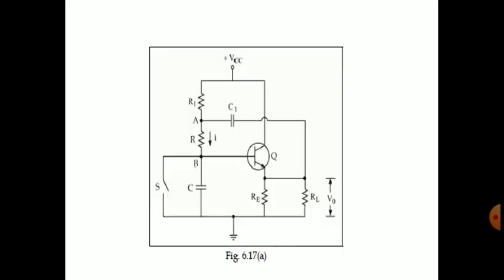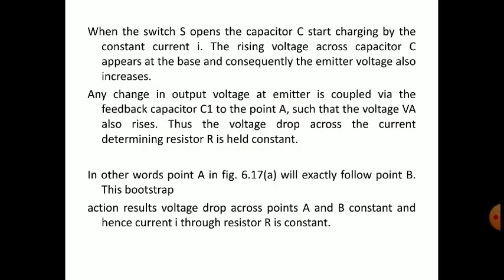When the voltage across this RE increases, which is connected to the RL, and which is a closed circuit via the VCC, R1, C1 and RL, because of this increased voltage here, the voltage at point A also increases, such that the voltage VA also rises. Thus, the voltage drop across the current determining resistor R is held constant. See, this is the main point here.